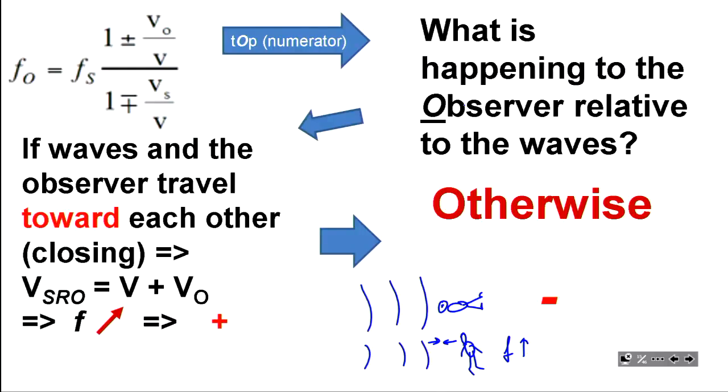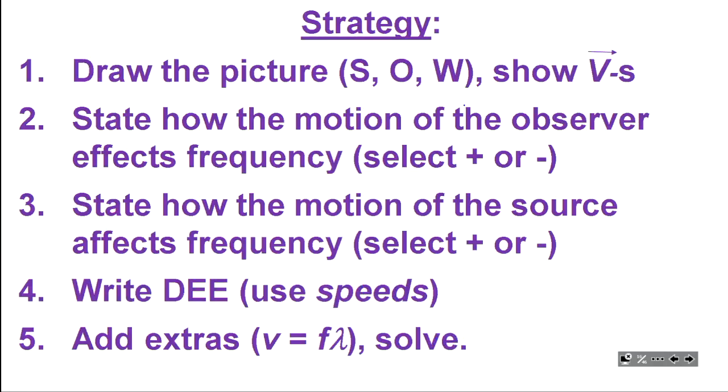And in that case, we should choose a minus. And now we know everything. Well, technically, we knew everything from yesterday. Now we know everything one more time. And this is the standard strategy for any problem related to Doppler effect.